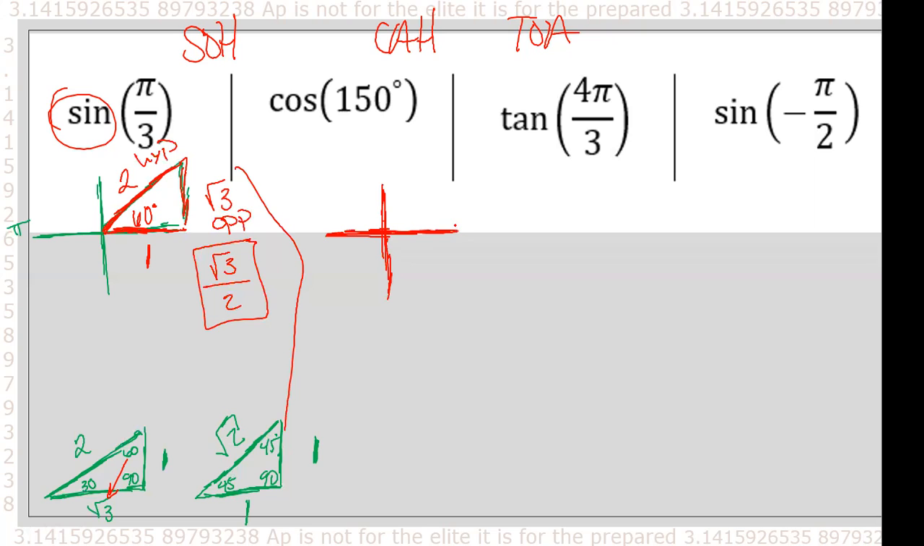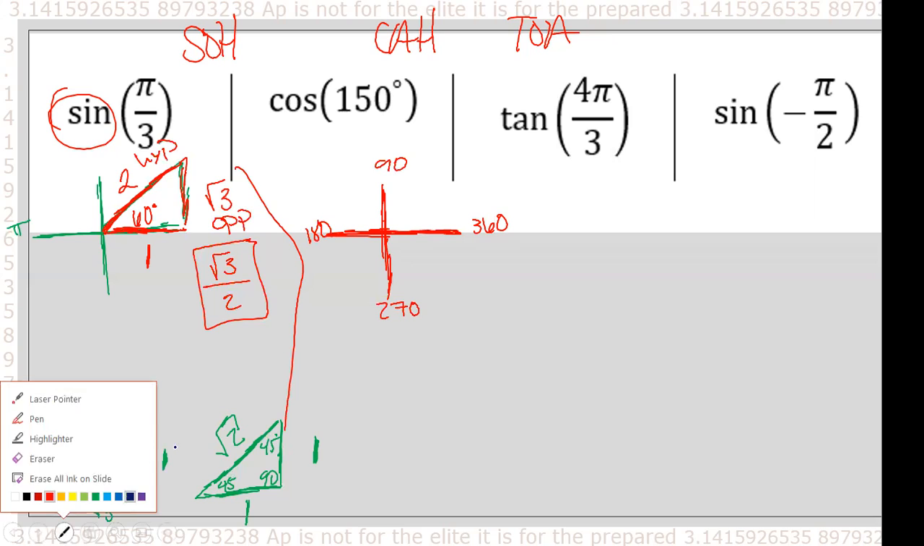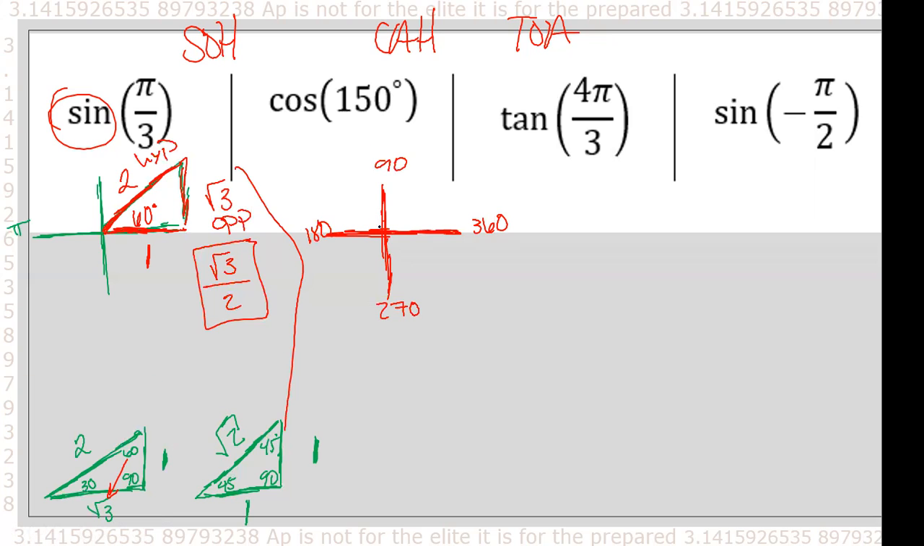150 degrees, if we know this is 90, this is 180, this is 270, and right here is 360. Where is this angle located? 150, what quadrant is that located in? Hopefully you said quadrant 2.